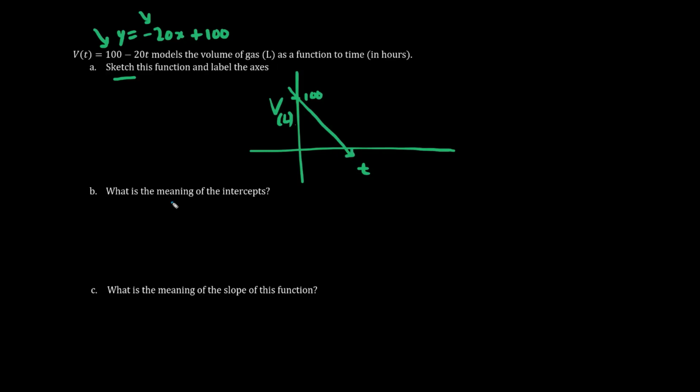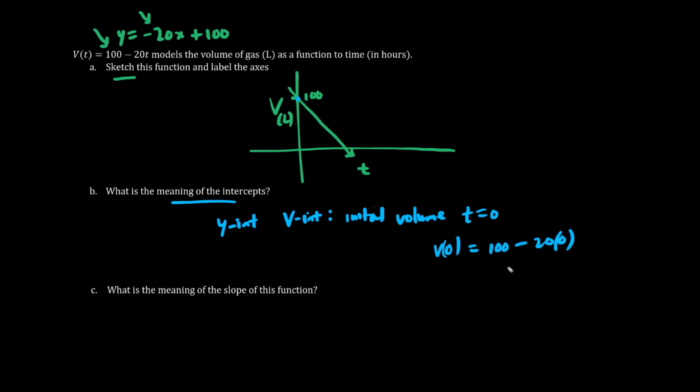Now let's interpret the meaning of the intercepts. What is the y-intercept? What is the volume-intercept? This here is the initial volume. So the v-intercept refers to the initial volume. And we find this by setting t equals 0. So v, when time is 0, is 100 minus 20 times 0. Anything times 0 is 0, so the initial volume is 100 liters.